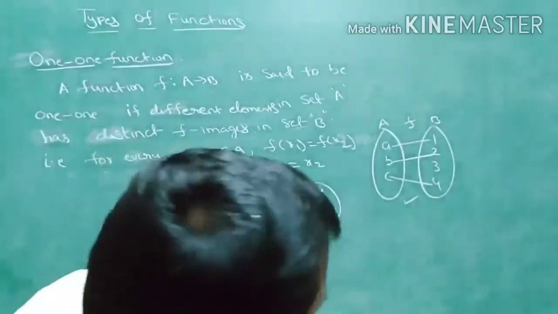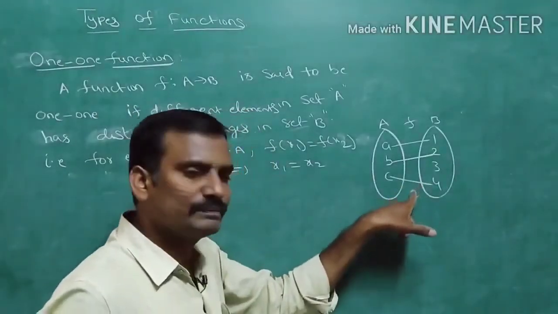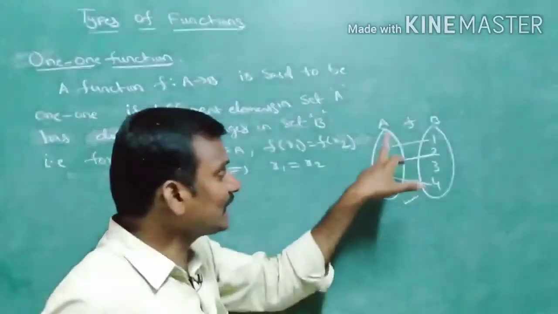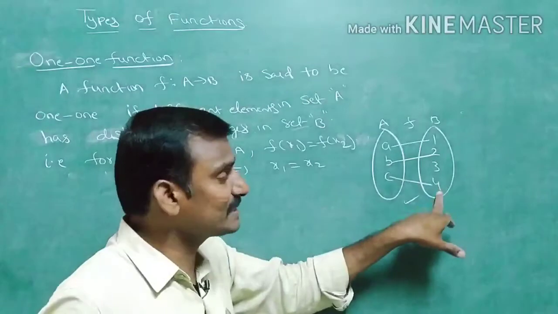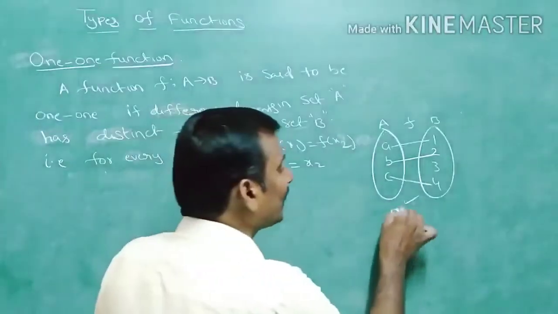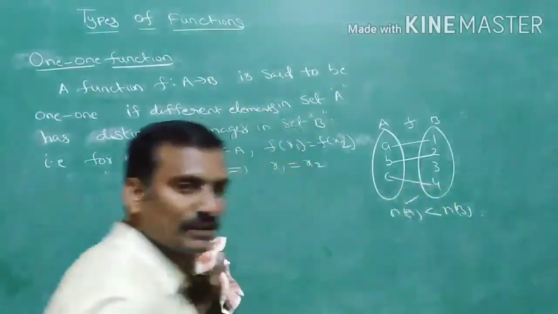Is this one-one or not? It is one-one. How many elements are there? Set A has 3, set B has 4. Here the number of elements in A is less than the number of elements in B.